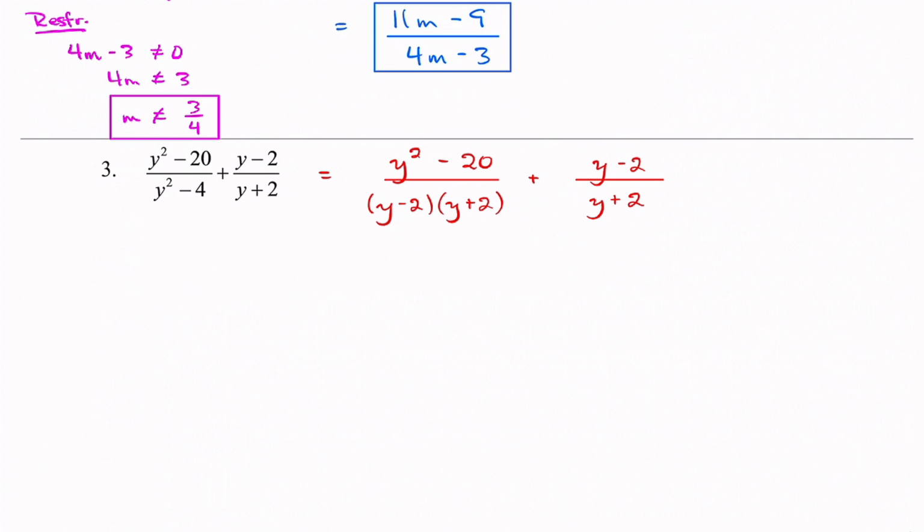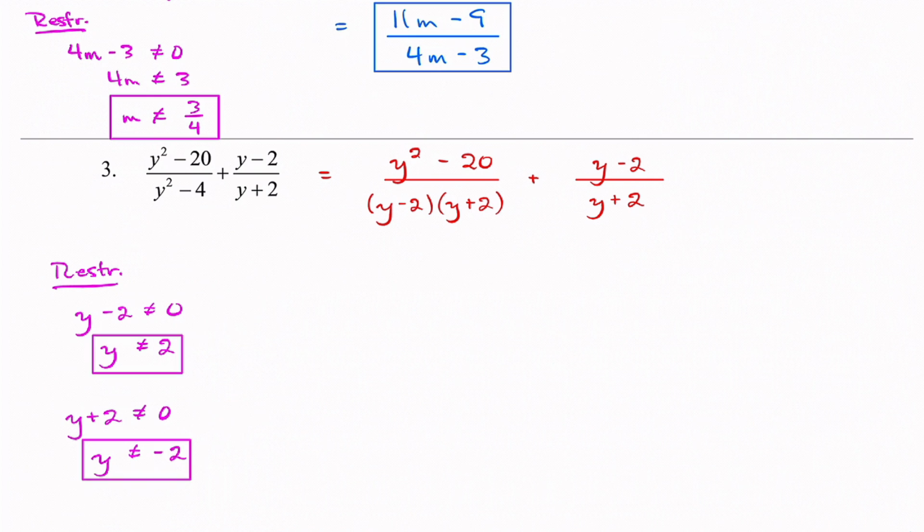So now that everything is factored, I'm going to do my restrictions over here on the left. So this y minus 2, I'm going to say that cannot equal 0. Y minus 2 cannot equal 0. Add a 2 onto both sides, so y cannot equal 2. So that one is pretty simple. And then we'll take this one, y plus 2. So y plus 2 cannot equal 0. Minus 2 from both sides, and you'll get y cannot equal negative 2. So those are our two restrictions.